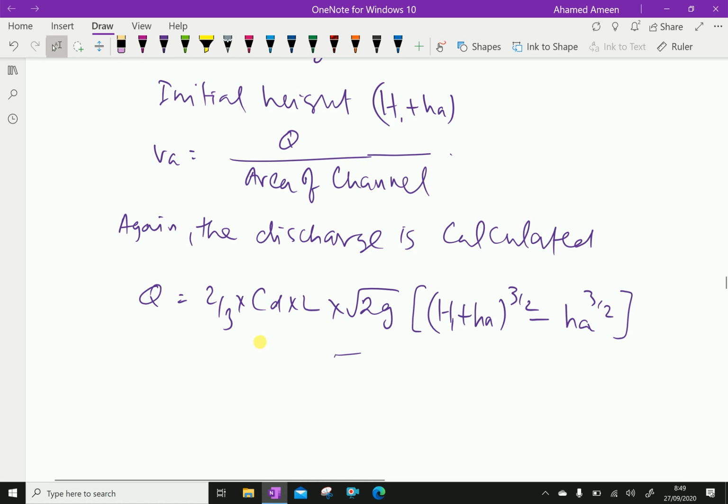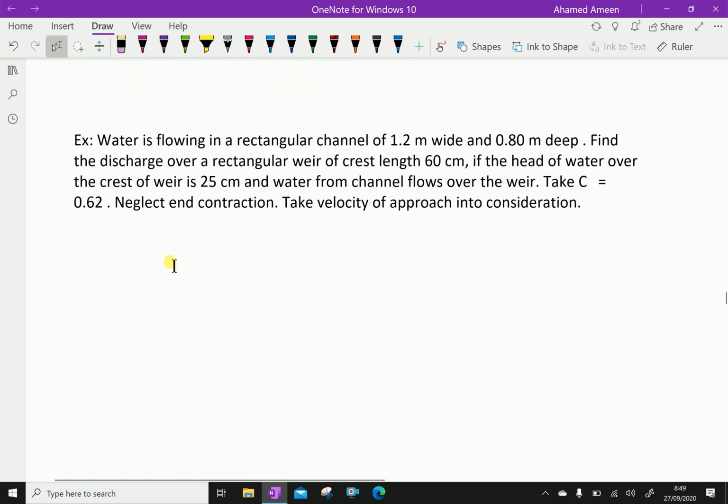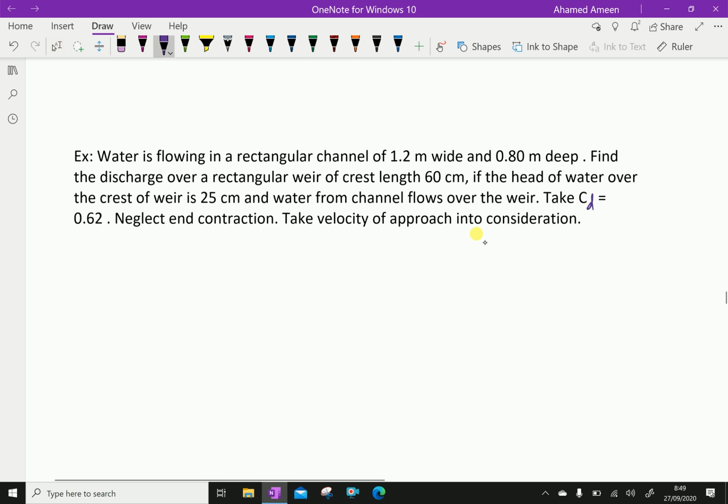Now let us do one example problem regarding this concept. Water is flowing in a rectangular channel of 1.2 meter wide and 0.8 meter deep. Find the discharge over the rectangular weir of crest length 60 centimeter if the head of water over the crest of weir is 25 centimeter and water from the channel flows over the weir. Take CD, coefficient of discharge, equal 0.62. Neglect end contraction. Take velocity of approach into consideration.